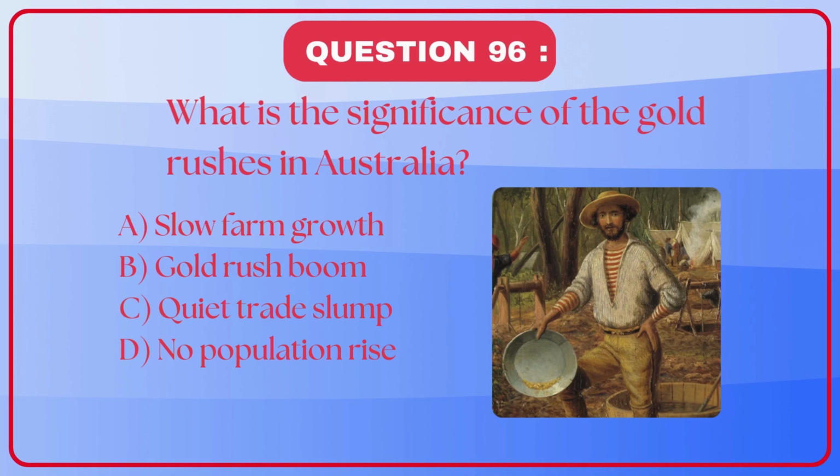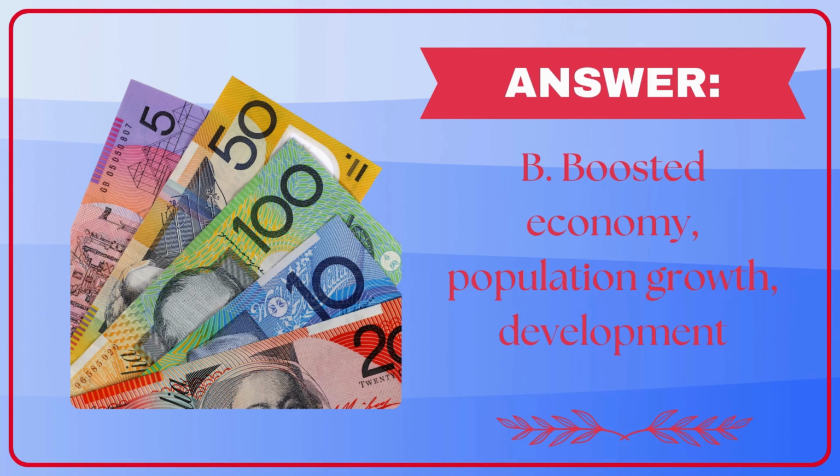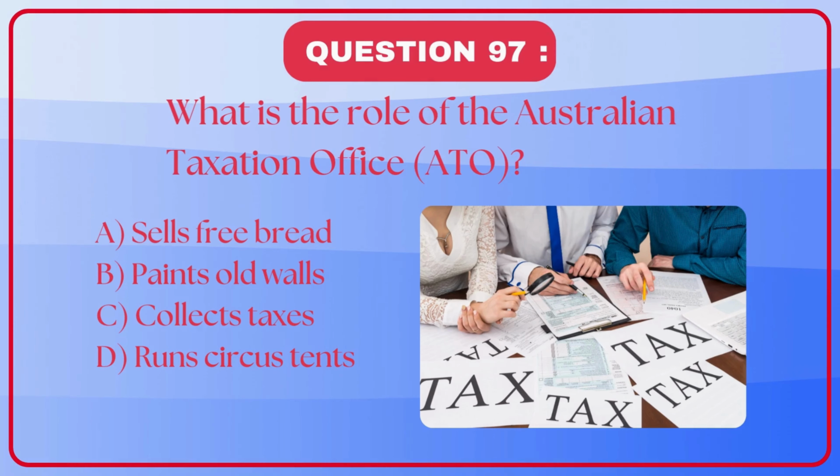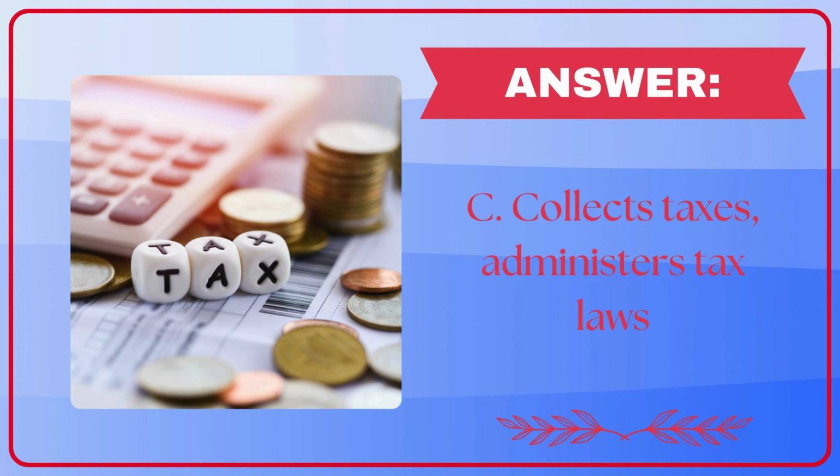What is the significance of the gold rushes in Australia? Boosted economy, population growth, and development in the 1850s. What is the role of the Australian Taxation Office, ATO? Collects taxes, administers tax laws, provides financial guidance.